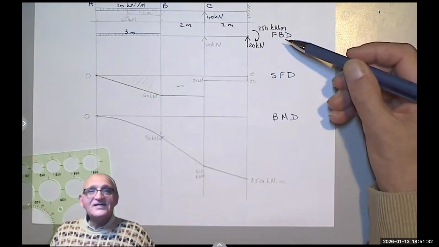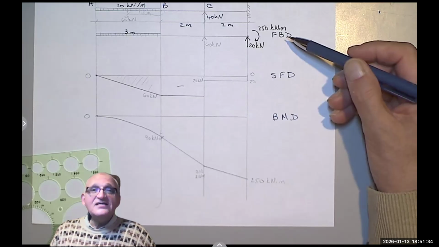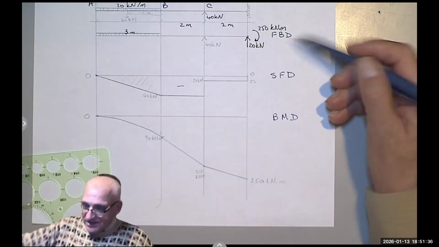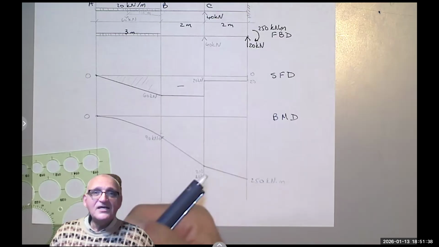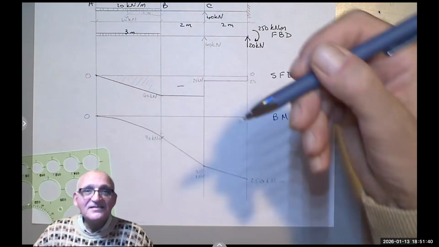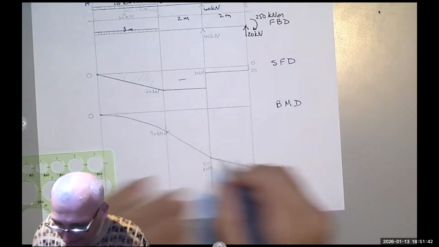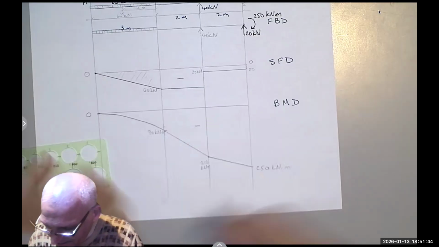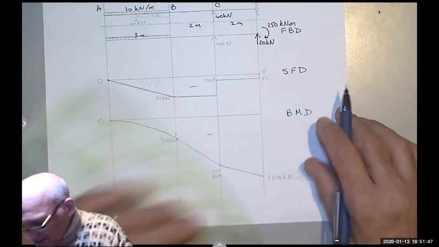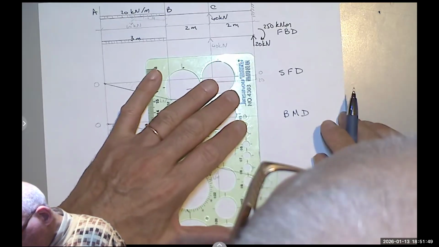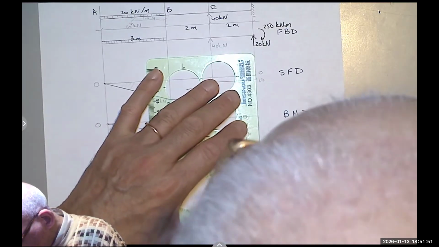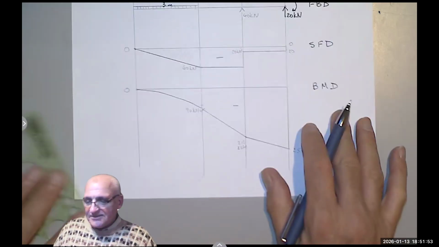Oh, guess what? The reaction at D is 250 kilonewton meter, going clockwise, meaning I add it in the bending moment diagram, but the moment is negative. And that is the bending moment diagram. Of course, if you're drawing, say, with a pen, you will have to do this line to show that.